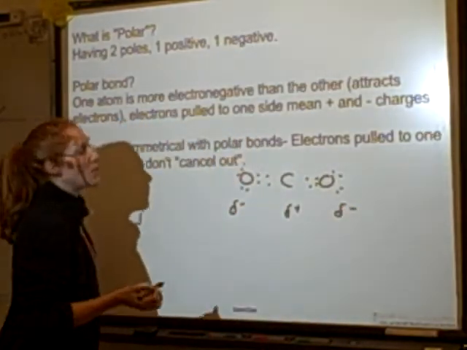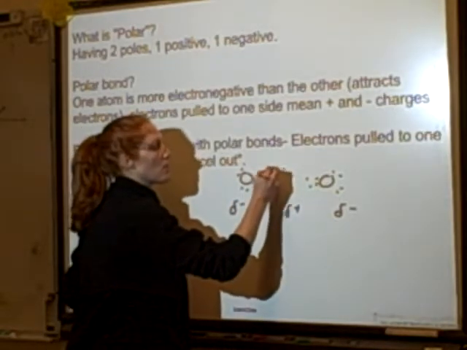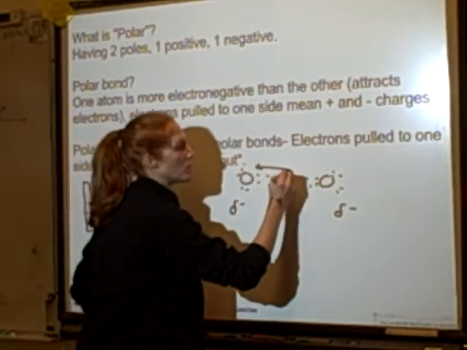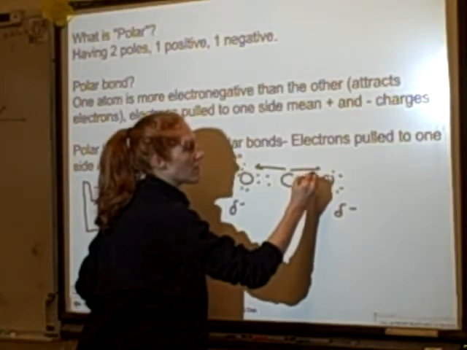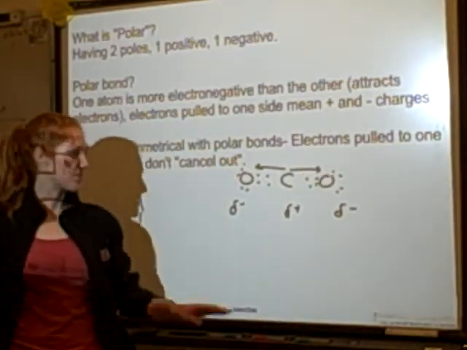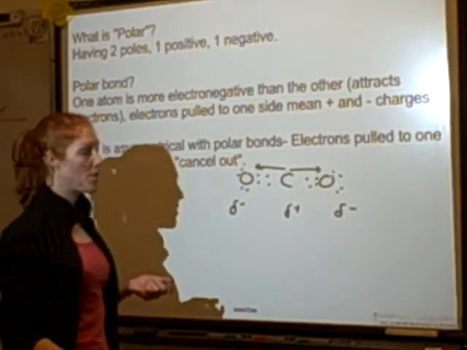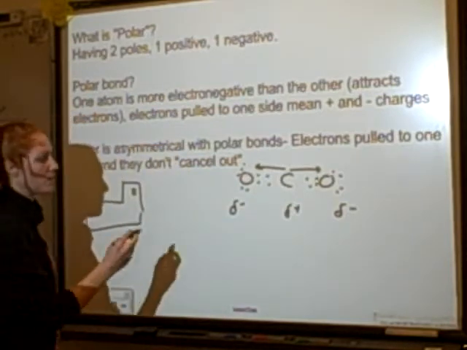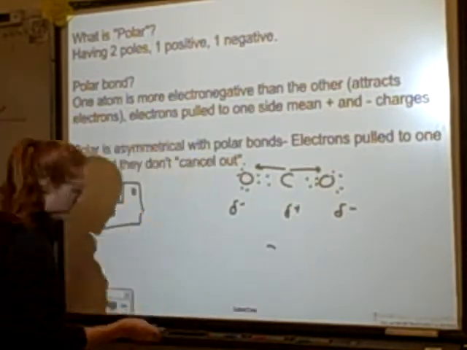So those two poles cancel each other out. One pulling this way, one pulling this way. Right? So when you're caught between two things, that kind of cancels out. So symmetrical molecules end up being nonpolar. What you need is something like the water situation.